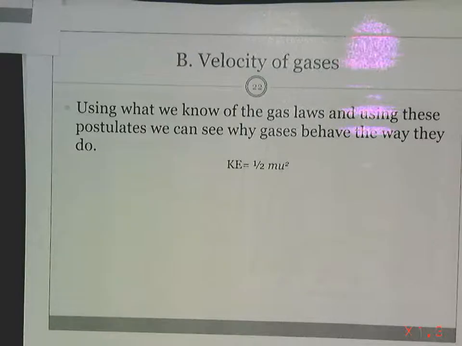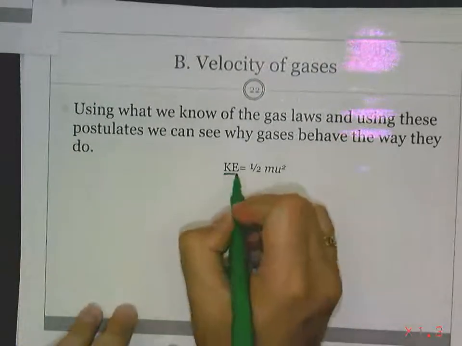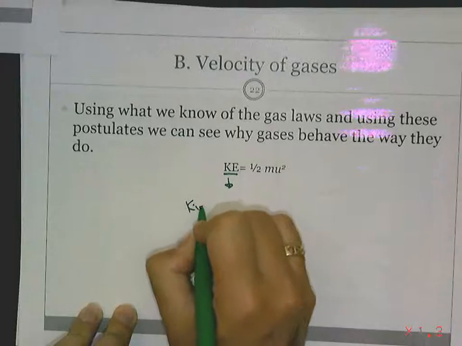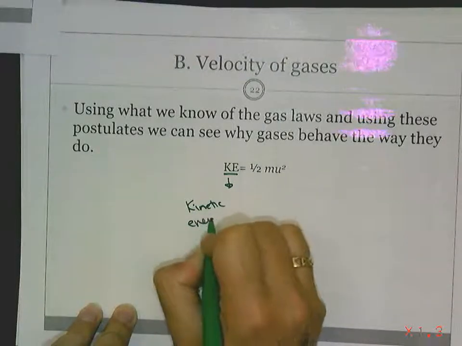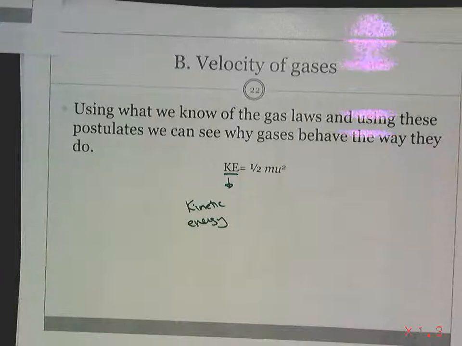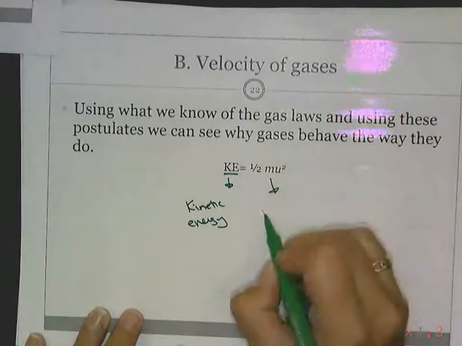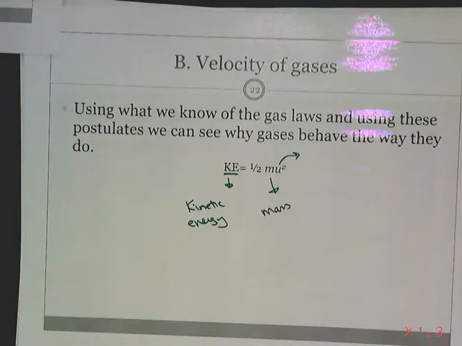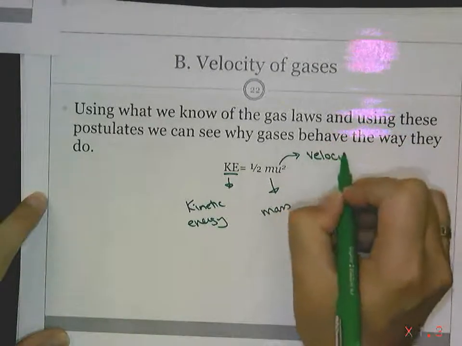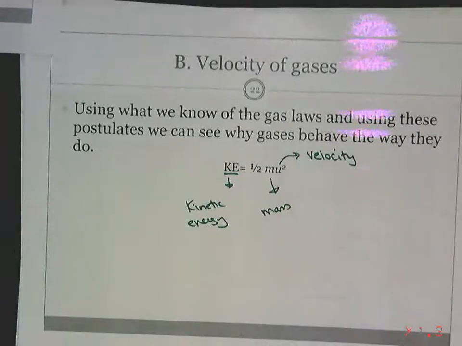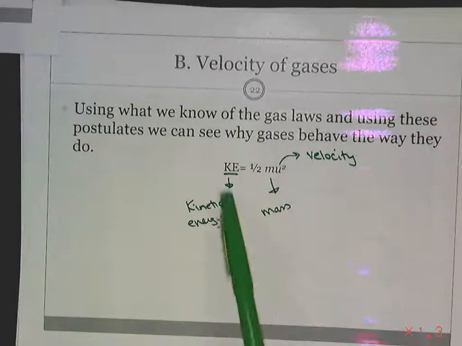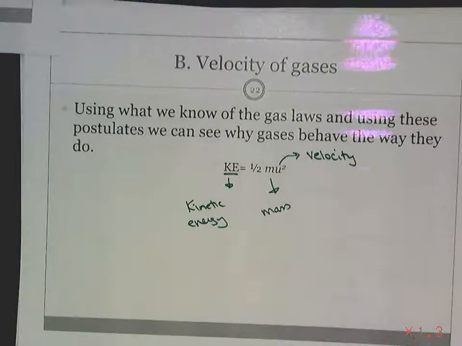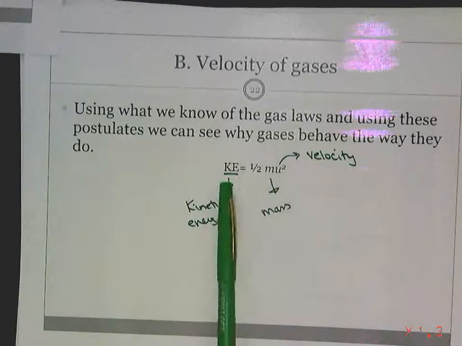So KE is kinetic energy. This little m is mass, and this kind of U-looking thing is velocity. So the kinetic energy is directly related to the mass. They're both in the same equation. So kinetic energy has a direct relationship to mass.